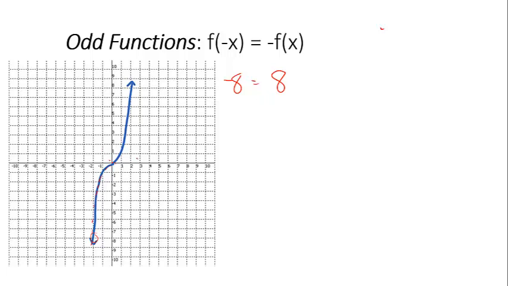Let's check that. If I fill in positive 2, my output is right here at 8. And you can see on the graph that the function does reflect itself twice. Once about the y-axis, produces something that looks kind of like this, and then reflects itself again about the x-axis, producing this.